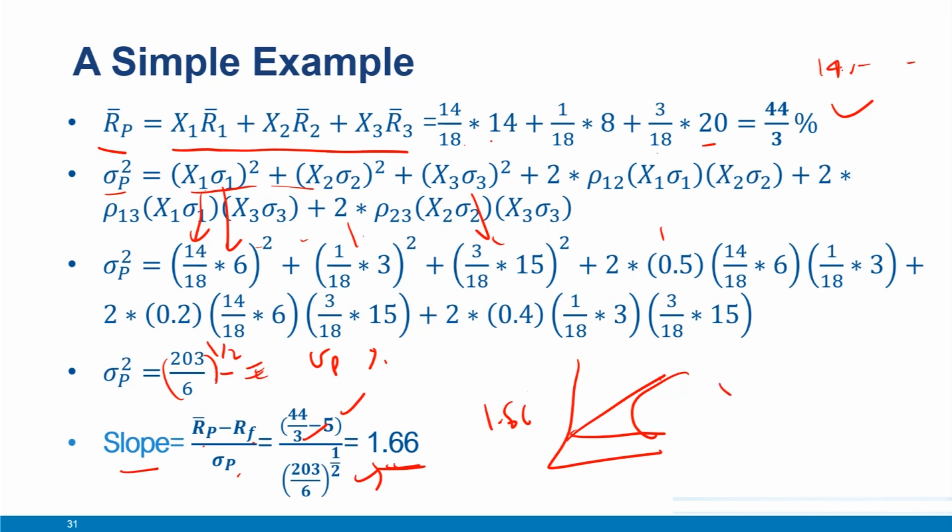and we have also identified the proportionate amounts invested, that is x's, and we have identified the rp bar, the y coordinate of this portfolio here, as well as the sigma p x coordinate. So we have completely identified this optimum portfolio.